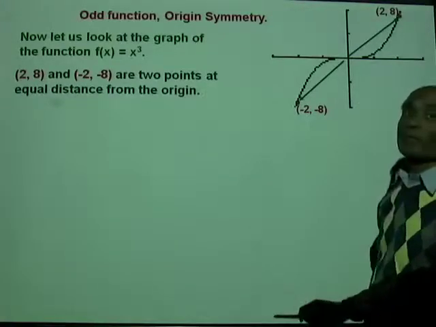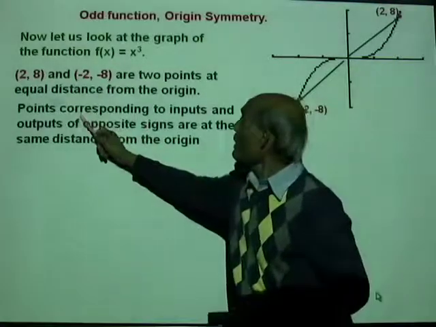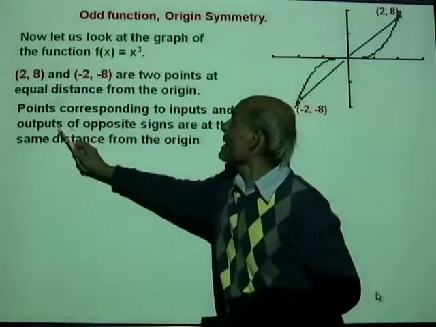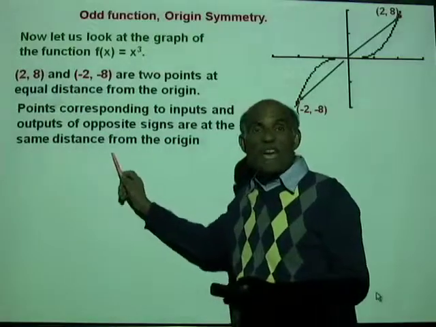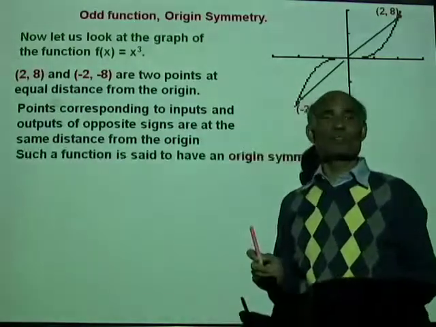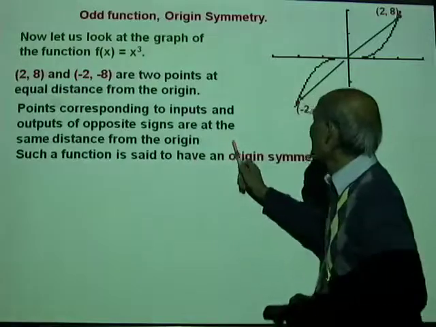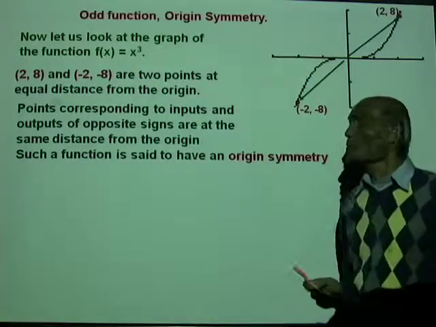There you are. Now, points corresponding to inputs and outputs of opposite signs are at the same distance from the origin. Such a function is said to have an origin symmetry.